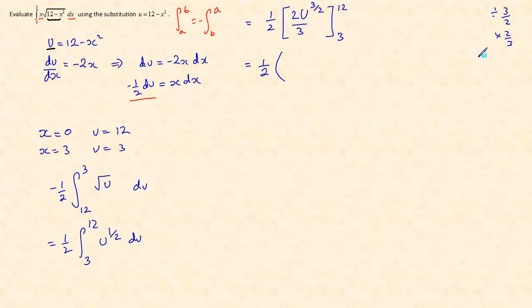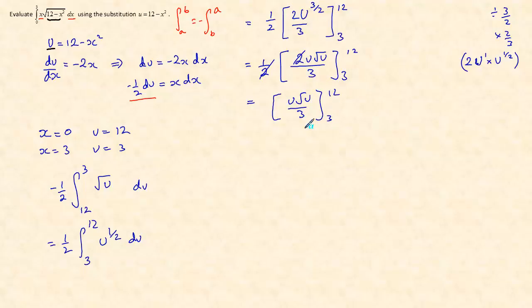Now, remember that 2u to the 3 over 2 is the same as having 2u to the 1 times u to the half. So in actual fact, I'm just going to rewrite that. So 2u root u, 2u times u to the half, over 3, from 3 to 12. And in fact, we could cancel this 2 here with this 2 here. And then we have u root u over 3 from 3 to 12.